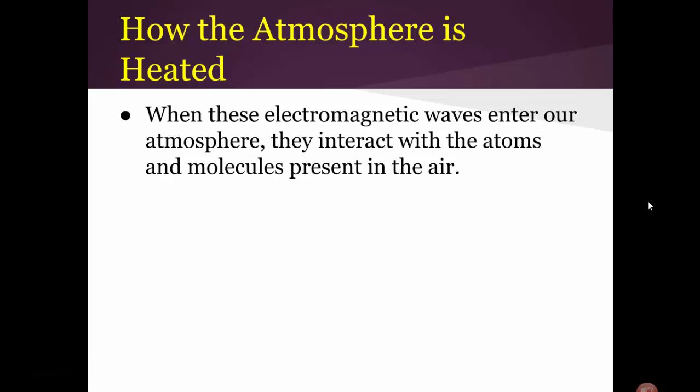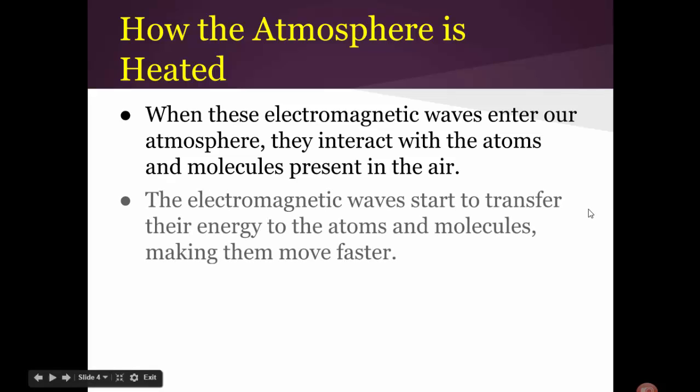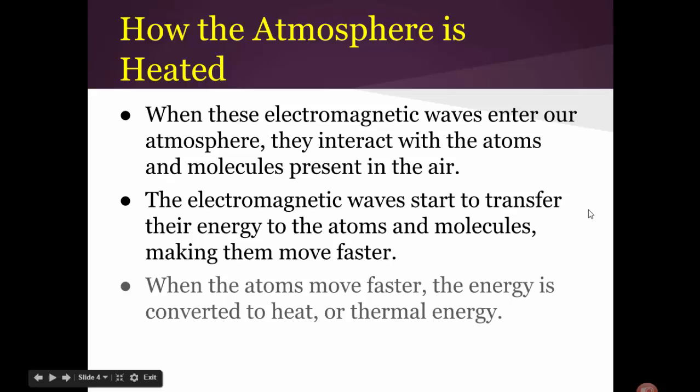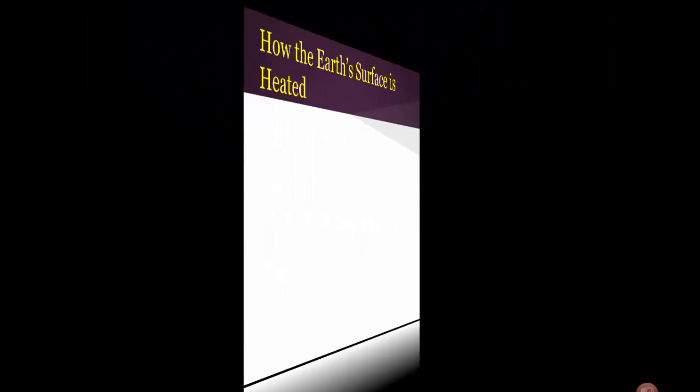So when these electromagnetic waves enter the atmosphere, they start to run into different types of atoms and molecules, like oxygen, nitrogen floating around, little dust particles, and it actually transfers some of the heat up in the atmosphere. Again, it makes the molecules move faster, so it's transferring that light energy and causing the molecules to vibrate and move around faster, and that's transferring it to heat or thermal energy. It's the same thing, it's just another way of saying it.